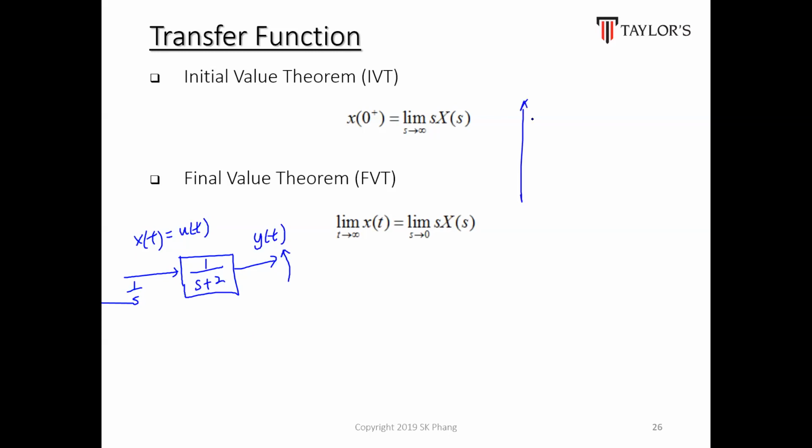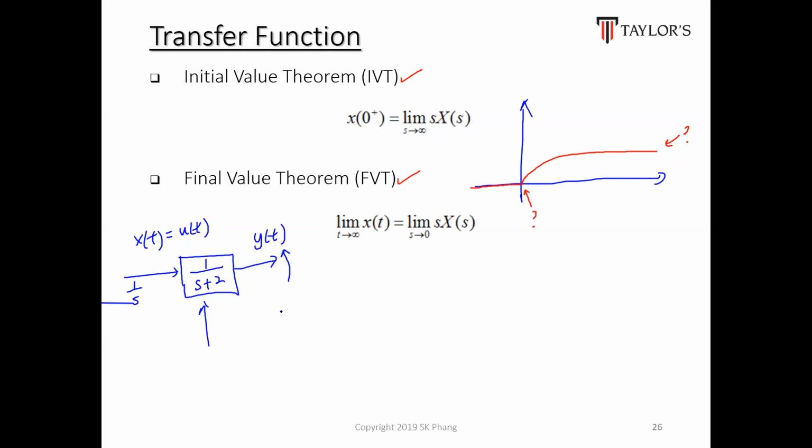Meaning that my y, remember in this kind of system we just drew, will start from here and then it will end at a certain value. So what is this first value and what is this last value? The initial value theorem and final value theorem tell us that. So how do we apply that?